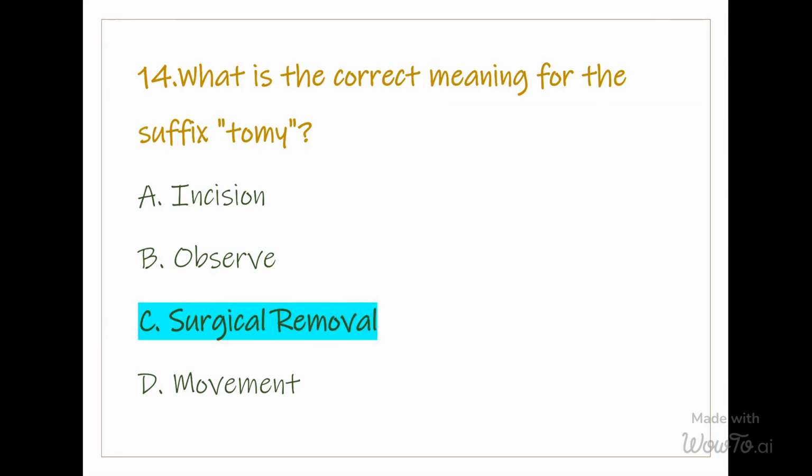The term tomi is a suffix commonly used in medical terminology to indicate a surgical procedure involving the cutting or incision of a specific body part or tissue. For example, a laparotomy refers to a surgical incision made in the abdominal wall, while a thoracotomy involves a surgical incision in the chest wall. The addition of the suffix tomi helps to specify the type of surgical procedure being performed, providing clarity and precision in medical communication.